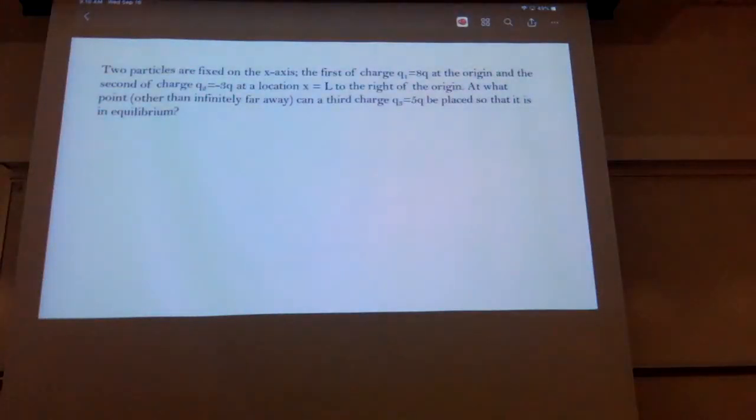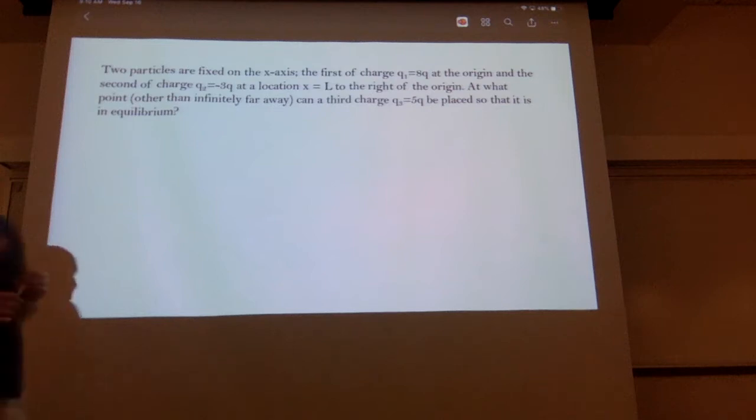We have two charged particles that are both fixed on the x-axis. The first charged particle, which has a charge Q1 equal to 8 times Q, whatever Q is, is located at the origin. The second one, which has a charge of -3Q, again whatever Q is, is located at a distance L to the right of the origin. So then it wants to know, at what points, other than spatial infinity, can a third charged particle, Q3, with a charge of 5Q, be placed so that it is in equilibrium?